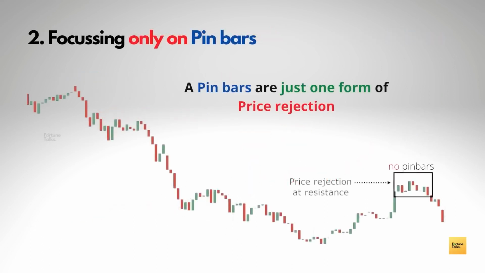The second mistake is giving too much attention or interest to pin bars. Now we have learned that pin bar represents price rejection. But here's the important thing. Price rejection can come in different forms and patterns and not just in the form of pin bars. So if you focus only on pin bars and reversals associated with pin bars, then you will miss out a lot of other trading opportunities in the market.